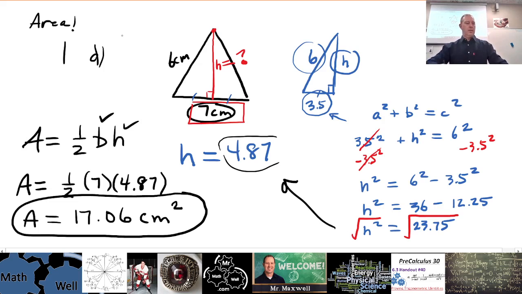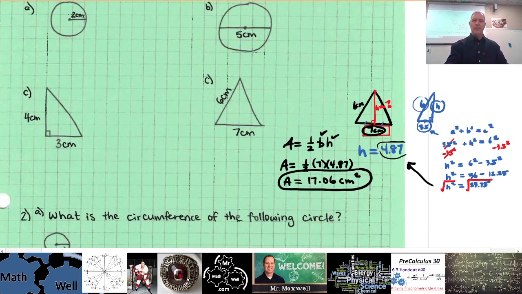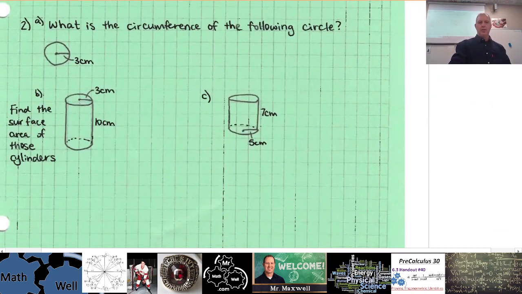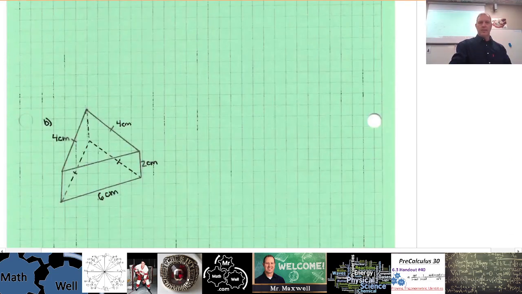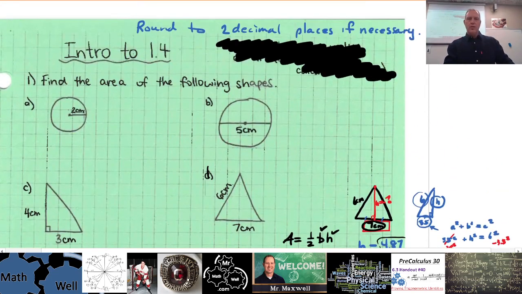Okay, so that's 1D on your Intro to 1.4 worksheet. All right, so here's your 1.4 worksheet, and this is the solution to D that we just did. And I'll get you to do this worksheet for tomorrow's class and finish that up. And here are the 2 pages. Questions 1 to 3. Okay, and that's the intro to 1.4. We'll be doing composite shapes with triangular prisms and cylinders and circles and all sorts of stuff. All right.